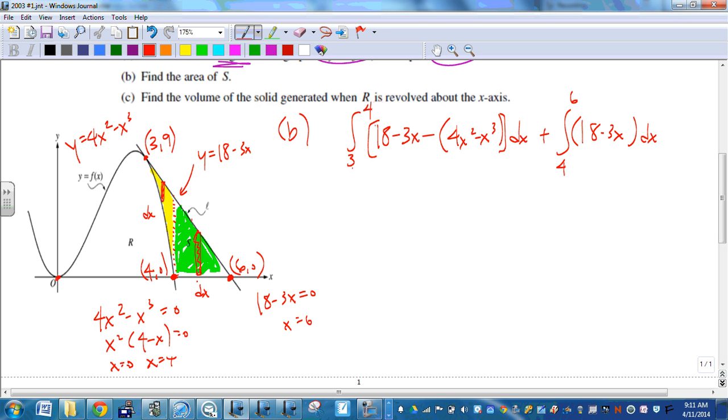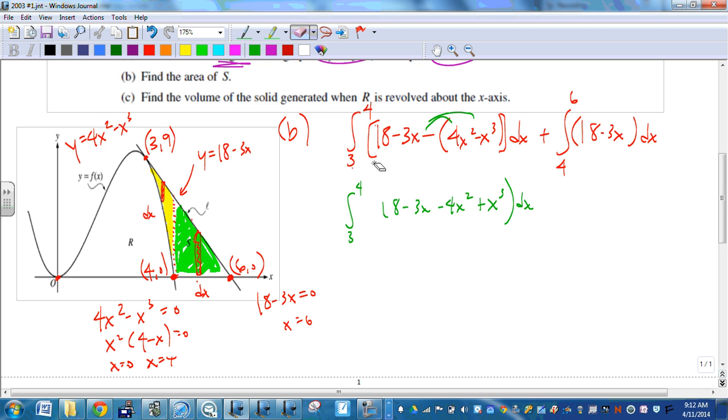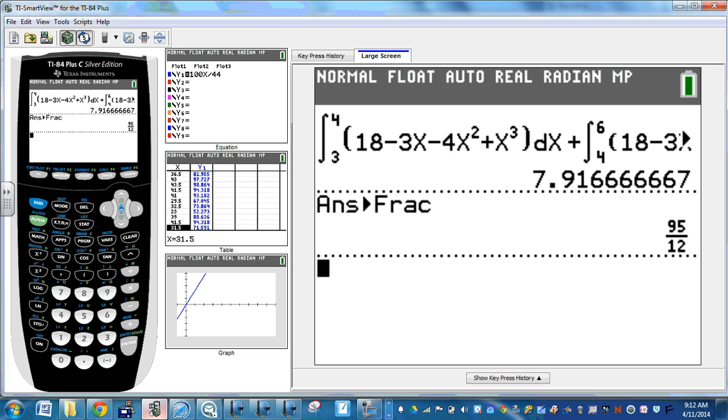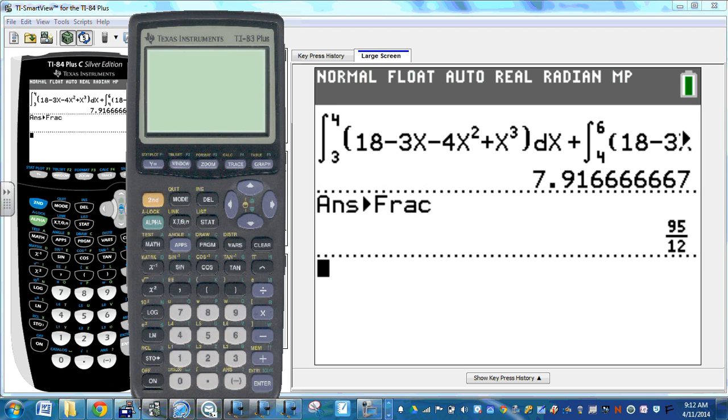Now this is a calculator part of the test, so this part I would do with the calculator since we can. This will be a little bit quicker. But before I put it in the calculator, I'm going to go ahead and distribute this minus, just so I don't have to deal with so many parentheses. So we're going to do the definite integral from 3 to 4 of 18 minus 3x minus 4x squared plus x cubed dx, plus the definite integral from 4 to 6 of 18 minus 3x dx. And voila, I've already got it typed in there.